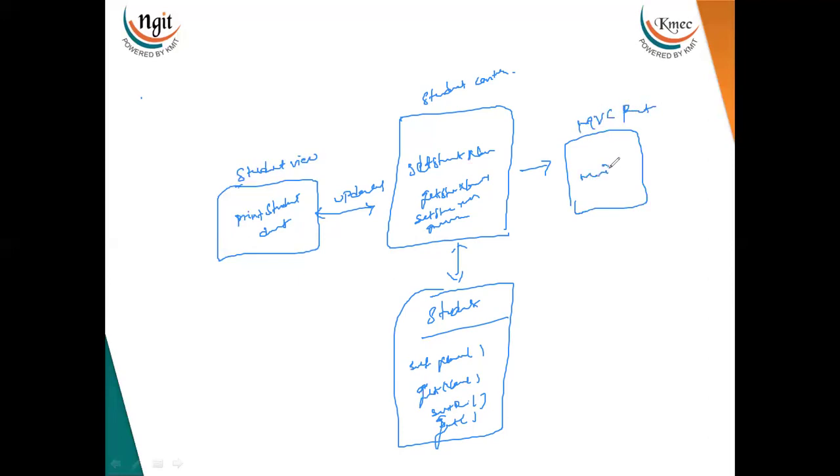Here I will take the main. By using this, I'm going to retrieve it and hand it over to the view part, right? Now we'll see this example. We'll implement this.